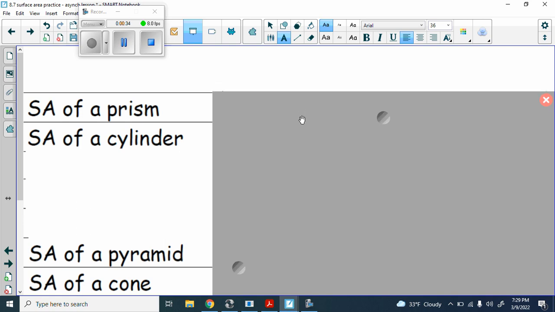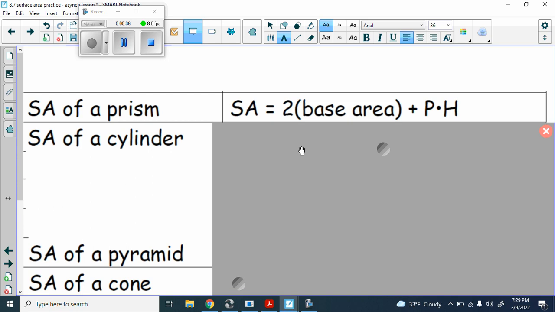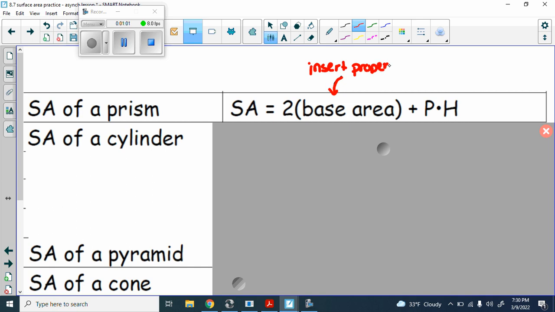So surface area of a prism, we talked about unwrapping that prism and thinking about what the different flat surfaces would look like. So we've got two congruent bases. So we're going to do 2 times whatever that base area happens to be. Now, this part of the formula, you really need to insert a formula within this formula. So you'll insert the proper area formula here.